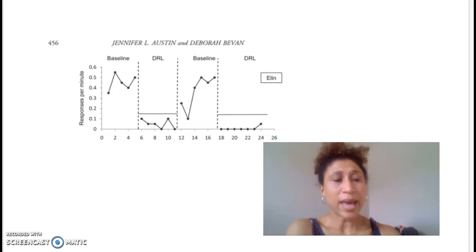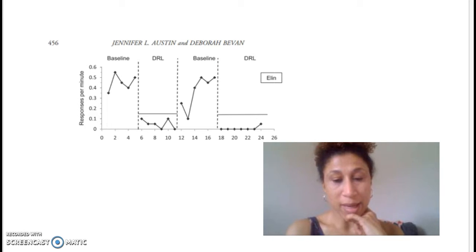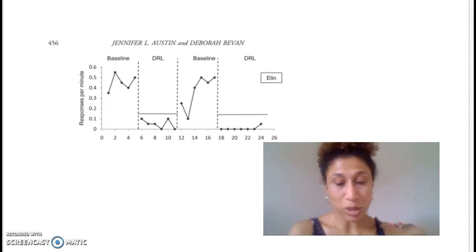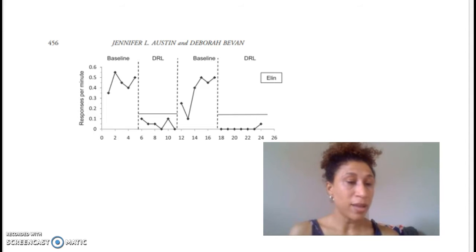So during baseline, Ellen's mean rate of requesting attention was 0.45 if you calculate that. And then after the introduction, she maintained a rate of requesting below the 0.15 responses. And then when her behavior returned to baseline, the rates eventually increased and were consistent with the previous baseline if you compare the two baselines. And the second treatment phase resulted in almost 0 responses per minute, very little, falling below that DRL line, that horizontal line that seemed to have been established by the teacher.